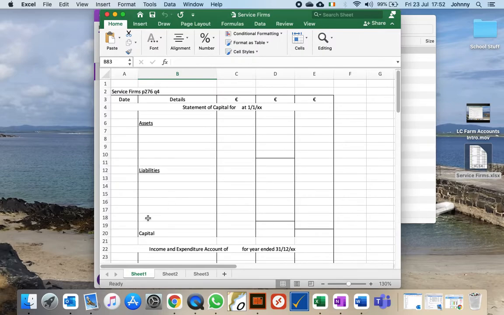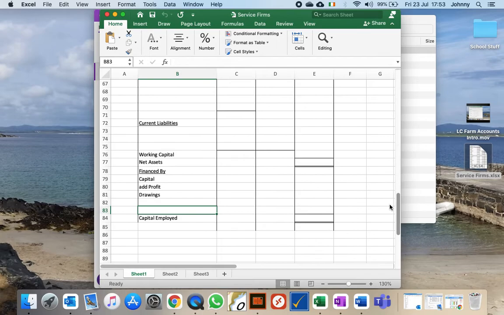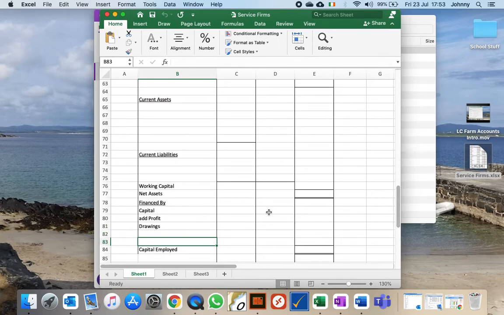So if we just stick with an example of a taxi driver. The assets might be the taxi they have, maybe some equipment they might have, maybe money owed to them, maybe money in the bank account. Liabilities might be bills that they owe at that moment in time. And that gives us the amount of money invested in the business, which we will then put into our balance sheet down the end as capital.